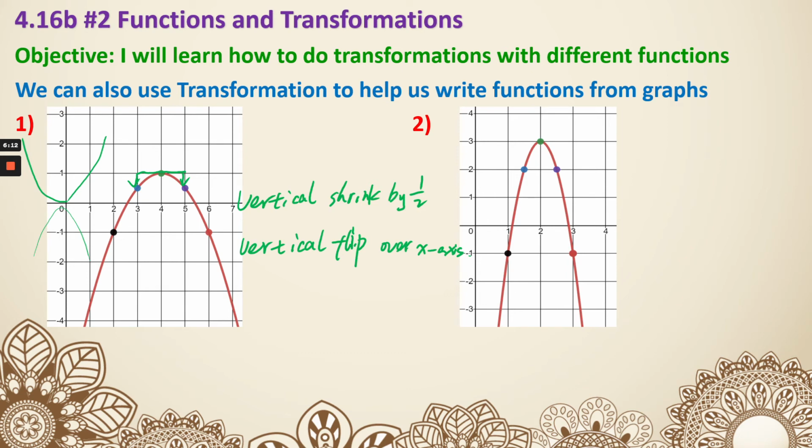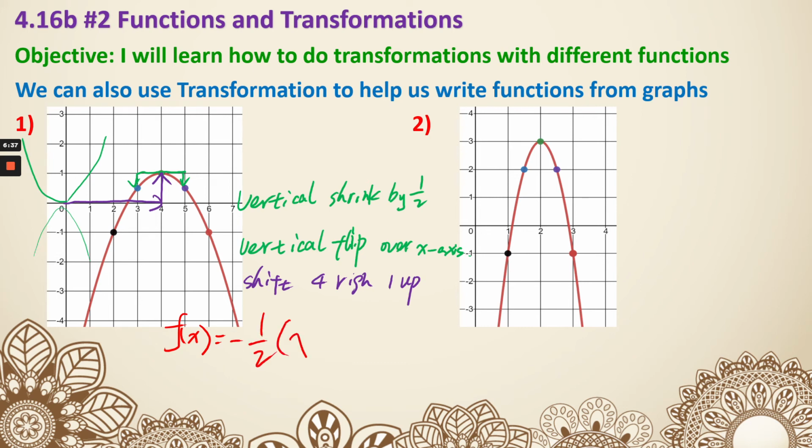And then we can check what is the shift. That is actually moving 4 to the right, then 1 up. So it's going to be shift 4 right, 1 up. We can base on this information to write our function. F of x is 1/2 in the front outside the function, outside the square. Then the flip is a negative sign in the front.